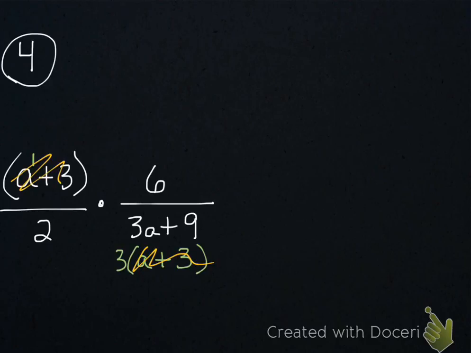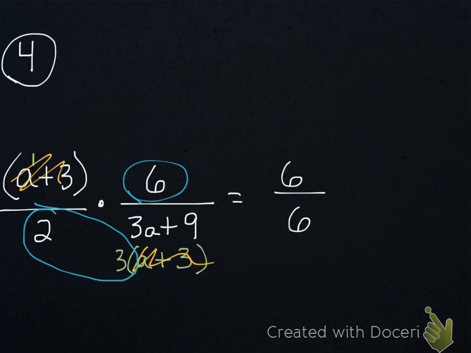Now let's see what's left. I have a 6 in the numerator and 2 times 3 in the denominator. Yes, I know. That's 6 over 6. What is 6 divided by 6? 1. A really simple answer for a really complex problem.